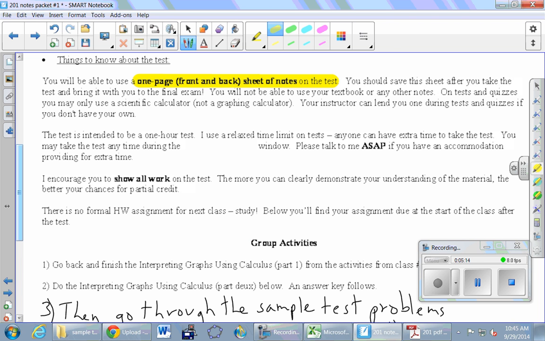The test is supposed to be an hour, but I used a relaxed time limit on the test. Here is your window, 10 to noon on Friday. I think most of you come in here pretty early anyway, so if you are here at 10 o'clock, we can get started. You can get an extra 50 minutes on this test if you get here at 10. For most of you, that's right after physics class, okay? It's not intended to be a 2-hour test.